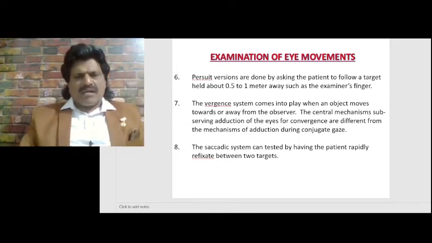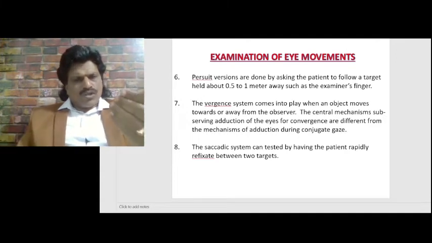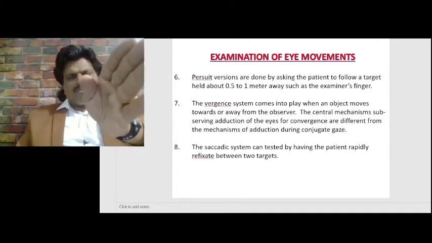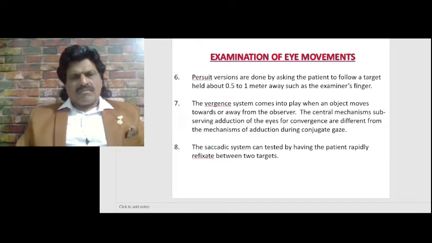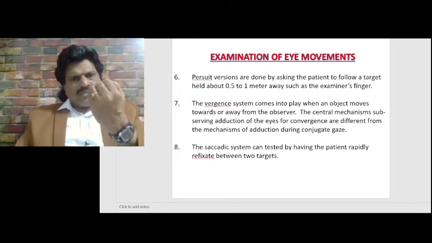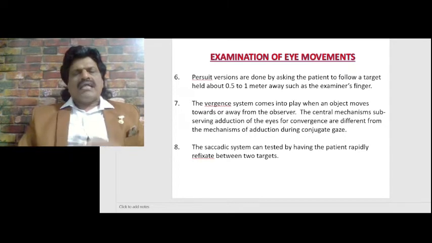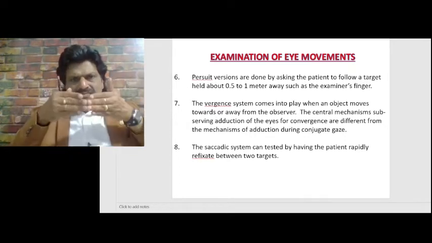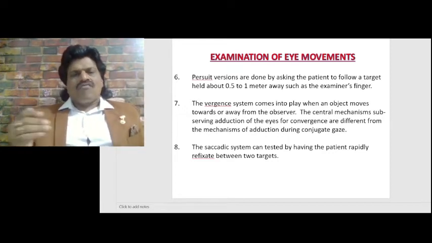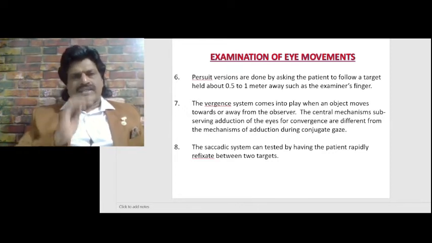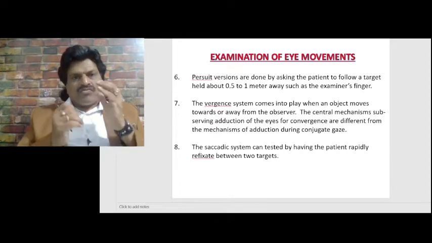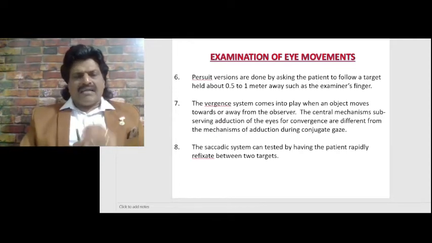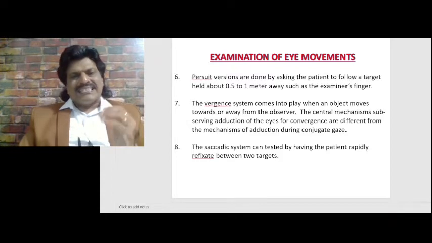Then comes the vergent system. The vergent system comes into play when an object moves towards or away from the observer. The central mechanisms subserving adduction of the eyes for convergence are different from the mechanism of adduction during conjugate gaze. So for convergence, we have a separate center. That is very, very important. Another important eye movement is the saccadic system.